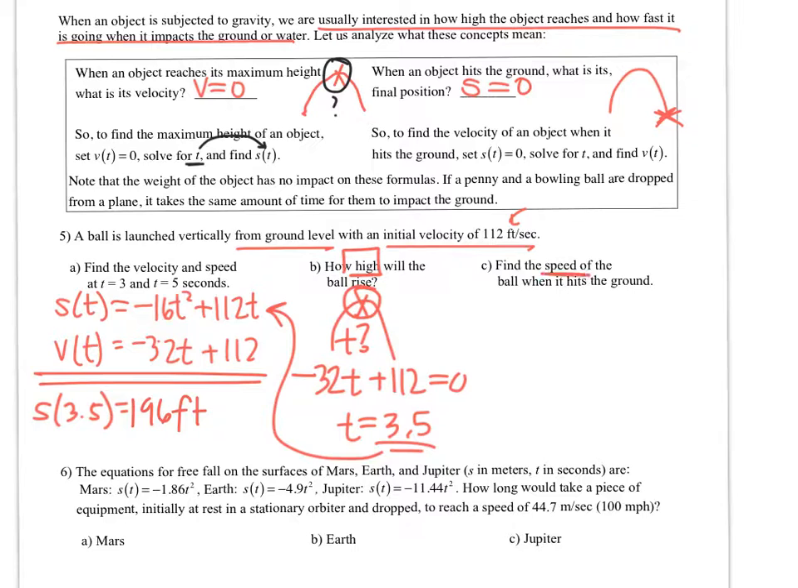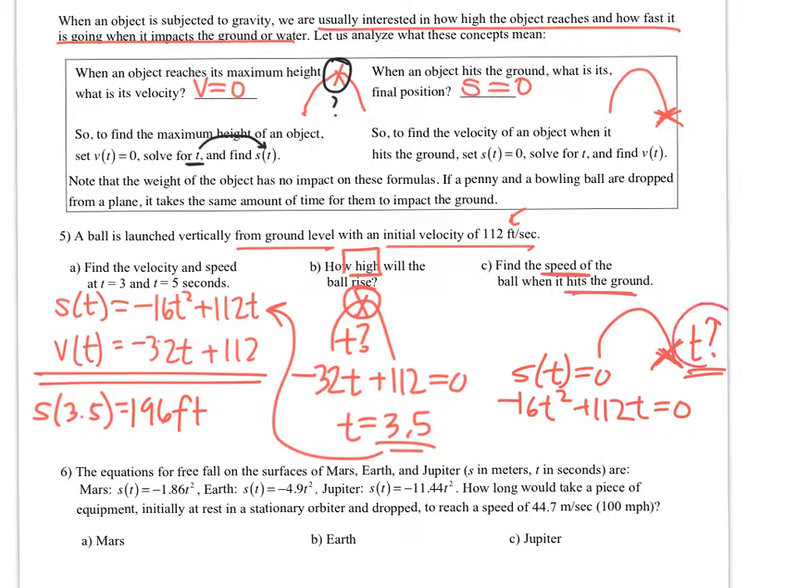Now we want to find the speed of the ball when it hits the ground. So how fast is the ball going when it hits the ground? What's the velocity when the ball hits the ground? I need to know at what time the ball is hitting the ground. What's happening here is my position is equal to 0 when it hits the ground, and I can solve that. I can take the position function and set it equal to 0 to find what time the ball is hitting the ground.